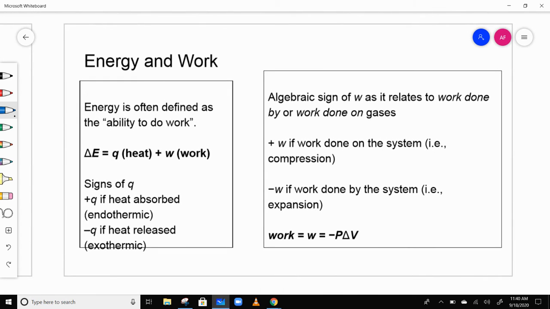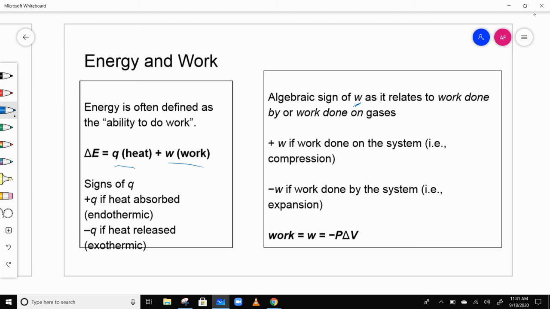Energy and work. We often define energy as the ability to do work. So the change in energy is actually the amount of heat plus the amount of work. If heat is absorbed, it's endothermic, and we put a plus sign on it. If heat is released, it's exothermic, and we put a negative sign on it.